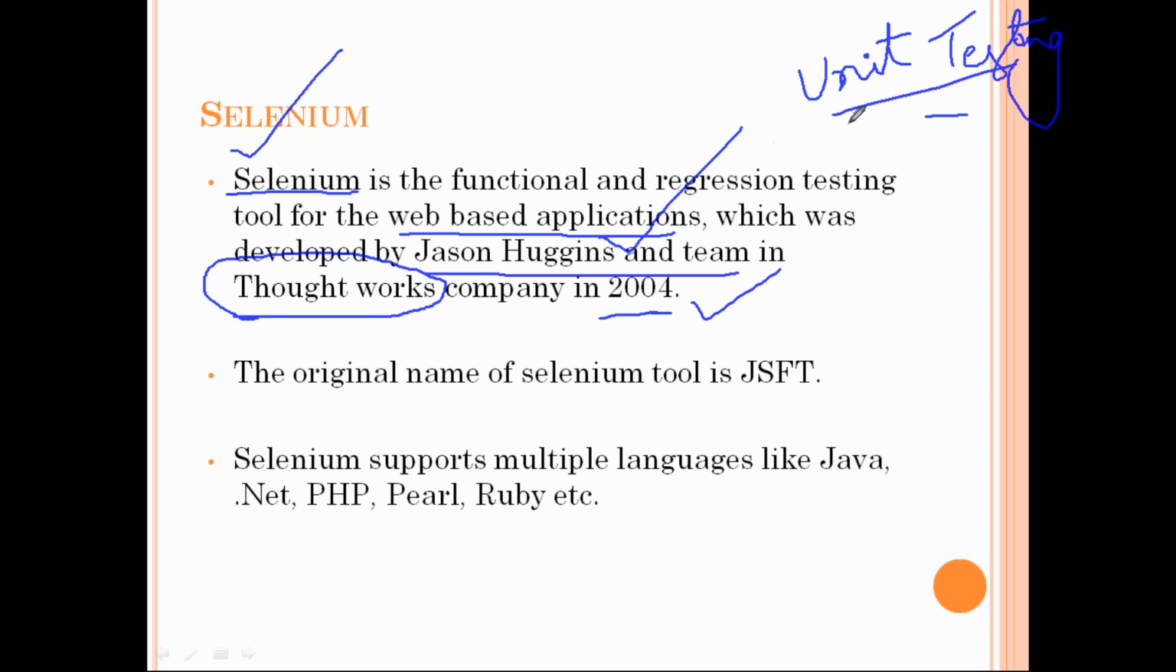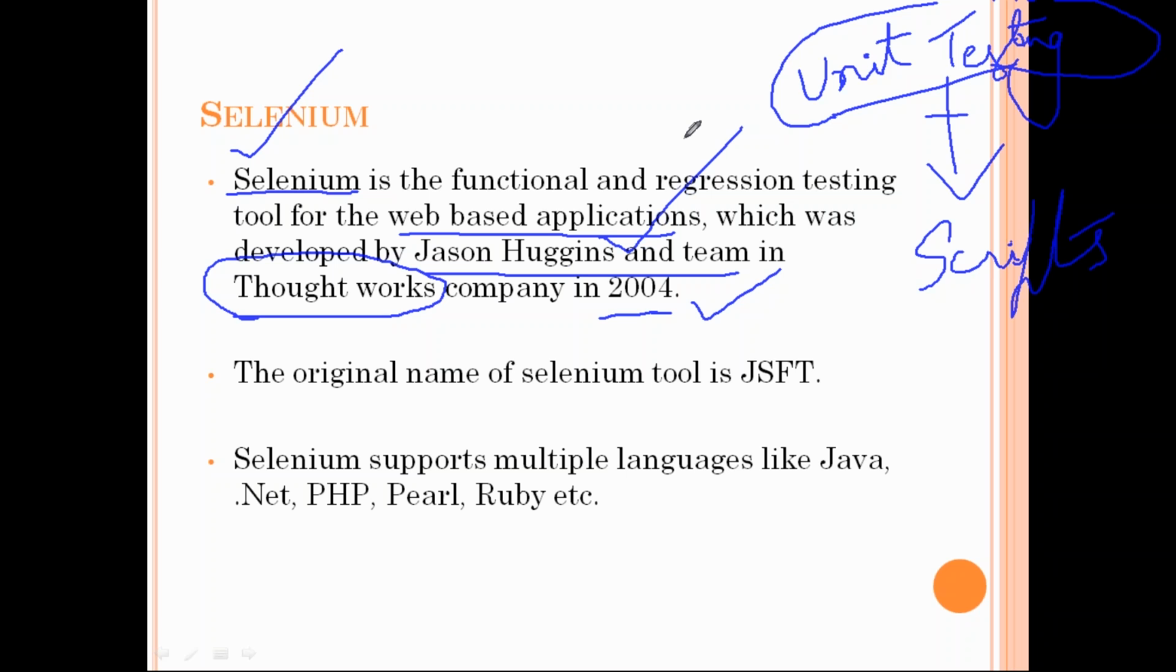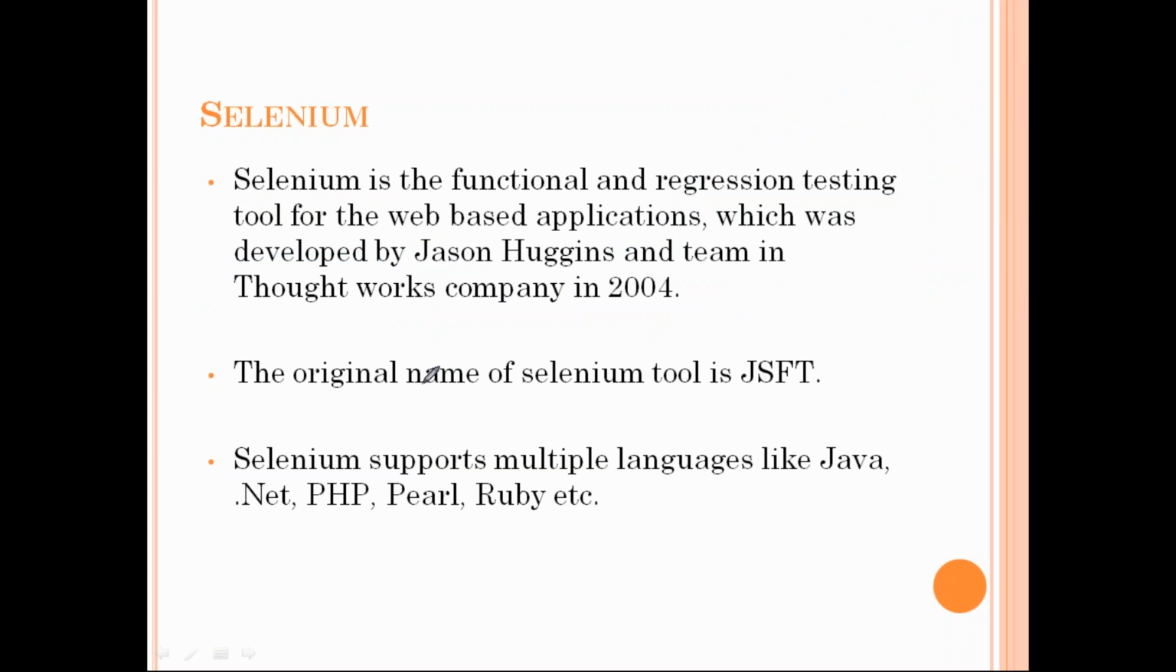So Jason Huggins and team, in order to perform this unit testing on the product on which they were working, created a framework with some scripts, and then they executed it. It was successful. All the unit test cases passed. It validated all the unit test cases very effectively.